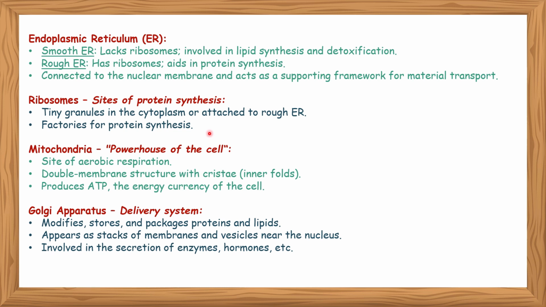Mitochondria are basically the powerhouse of the cell. This is the site of aerobic respiration. It is a double membrane structure with cristae, which is the inner fold. It produces ATP, the energy currency of the cell.